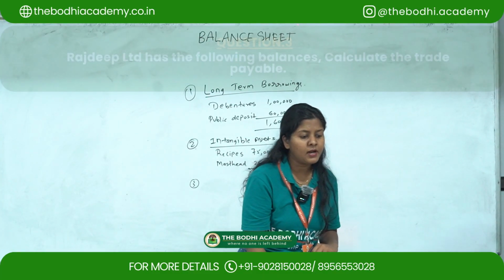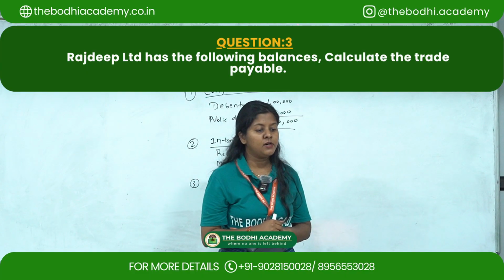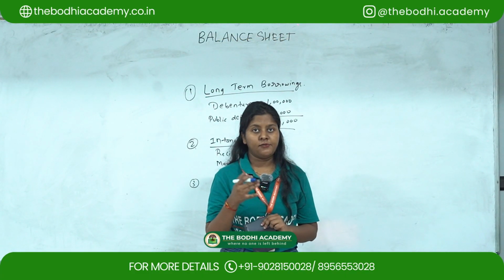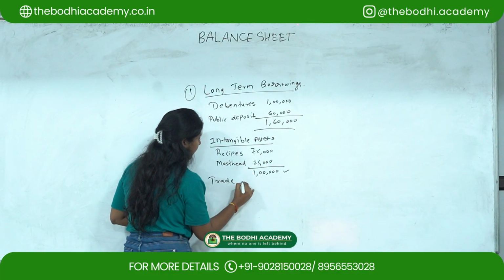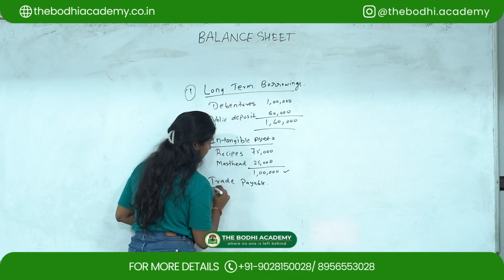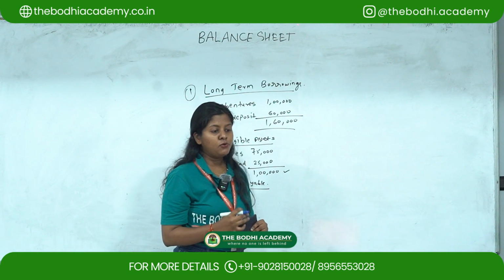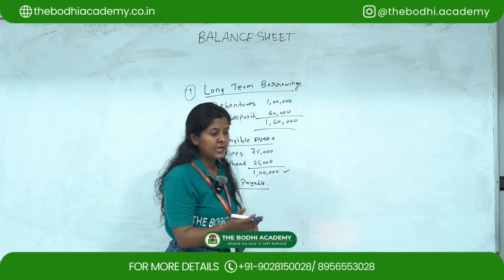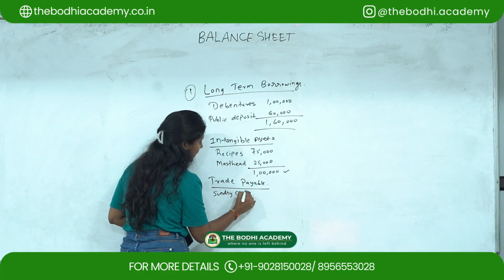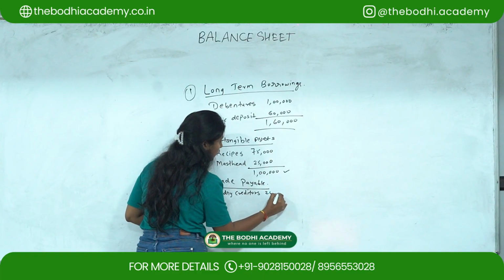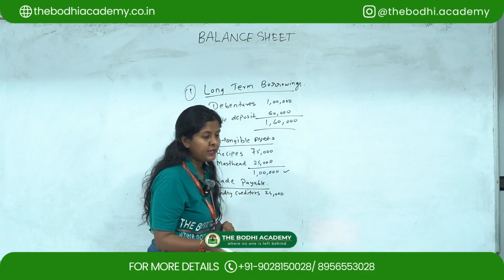Third one, Rajdeep Limited has the following balances, and they have told us to calculate the trade payable. So I have to identify which different items come under trade payable. So I am writing it over here. Trade payable. You have to write down the heading. This question comes for 1 mark and you have to show the calculation. Now trade payable includes creditors. So sundry creditors they have given for 24,000. Debtors is a part of bills receivable. Then bills payable they have given 6,000.